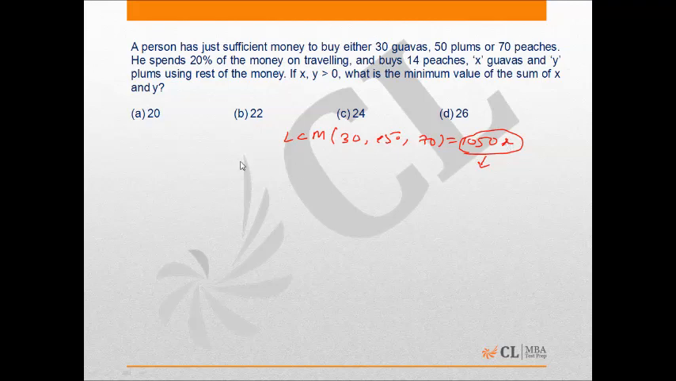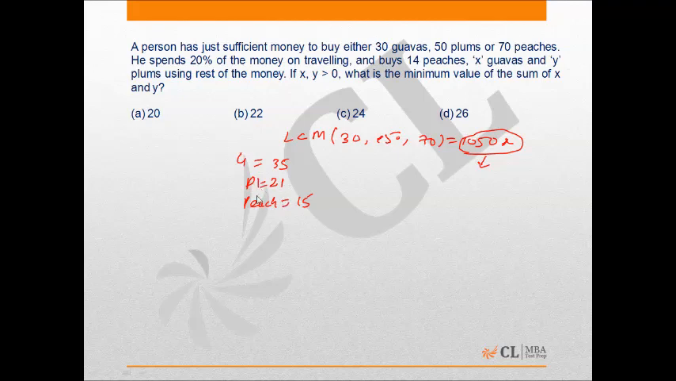From here we get the price of one guava as 35, one plum as 21, and that of one piece as 15.